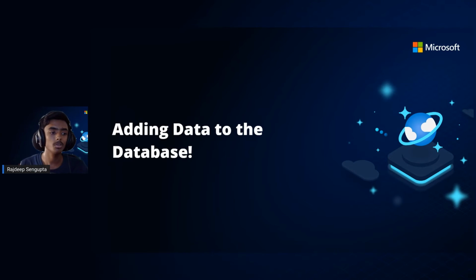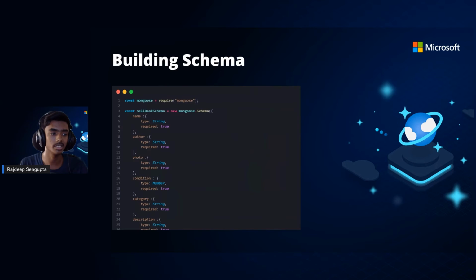Now in the next part, we'll be adding some data to the database. Let's see how we can add some data in the database. First of all, we need to build a schema. Again, I'm just importing mongoose in the first line. Then we are building a schema named cell book schema, and this is the exact schema we used in our project named Booklee.